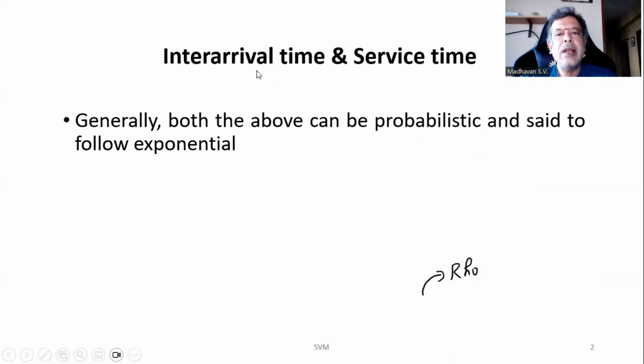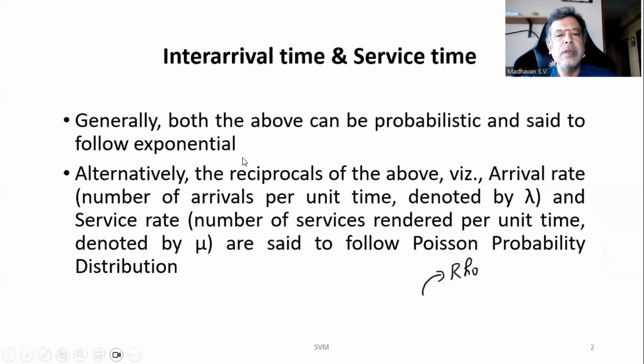Now, inter-arrival time and service time. Generally, these two, that is inter-arrival time as well as service time, are both considered to be probabilistic because you don't know the exact certainty of these things. They can be considered probabilistic and said to follow an exponential distribution.